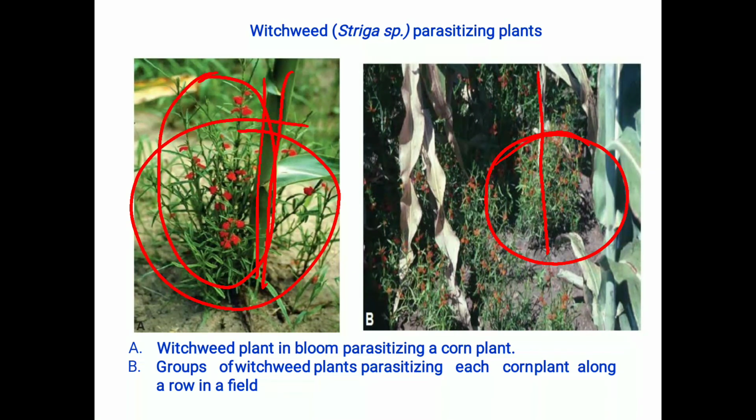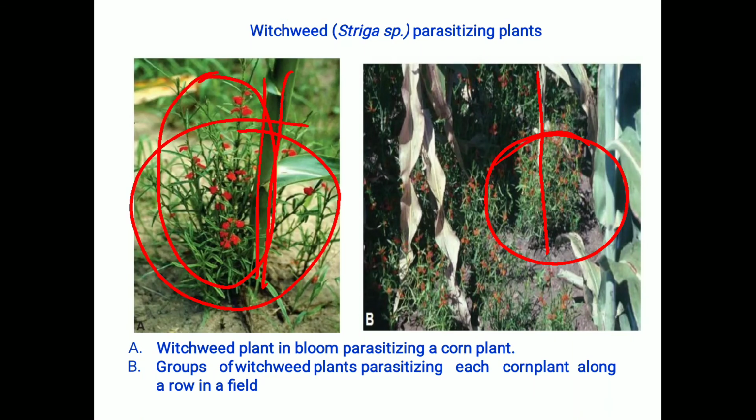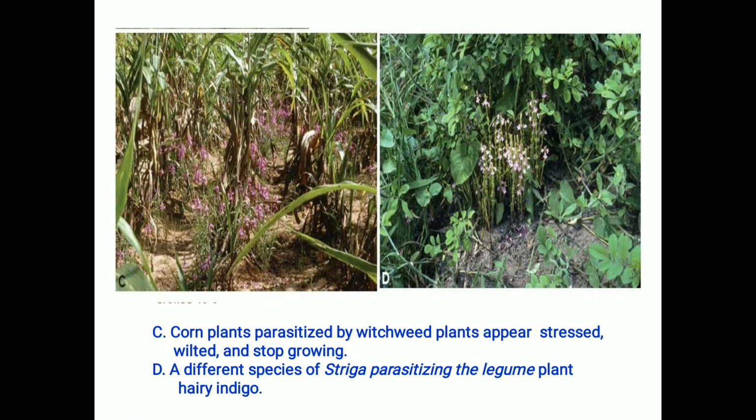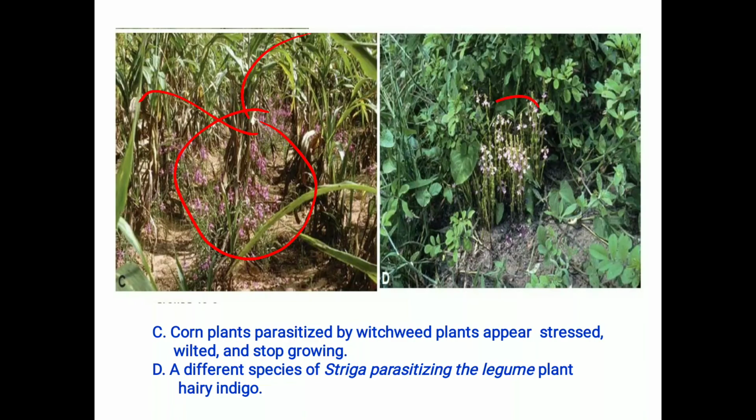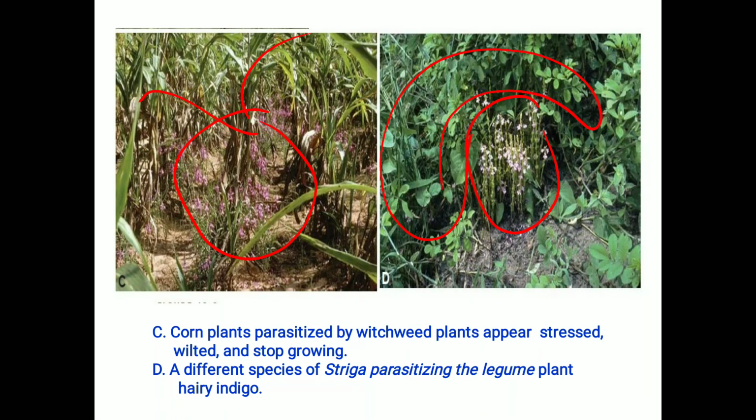Okay, so this is a picture that shows the incidence of Striga, which is clustered in one bunch, or it is having a bunch of Striga around the main host or main plants. Okay, here this is Striga and here the main plants. So here the Striga and these are the main plants.